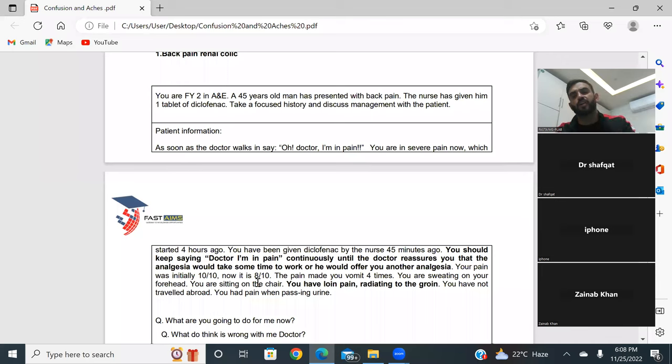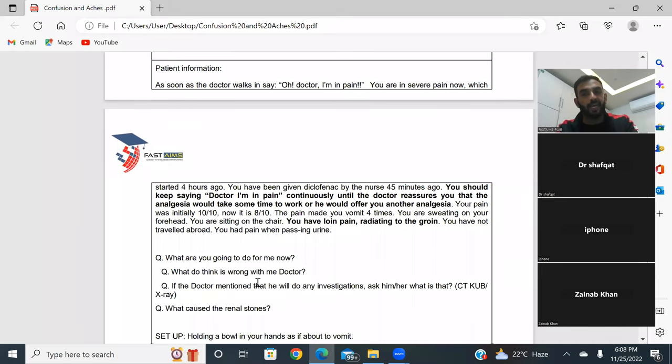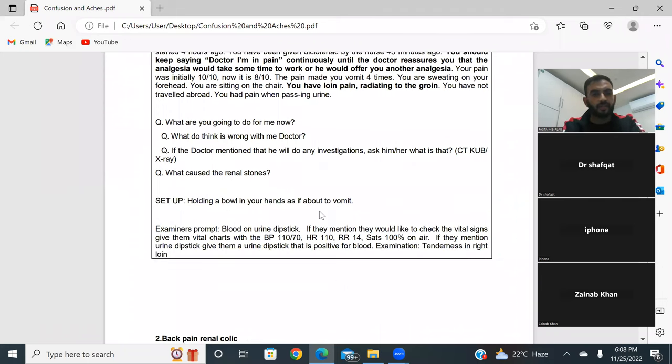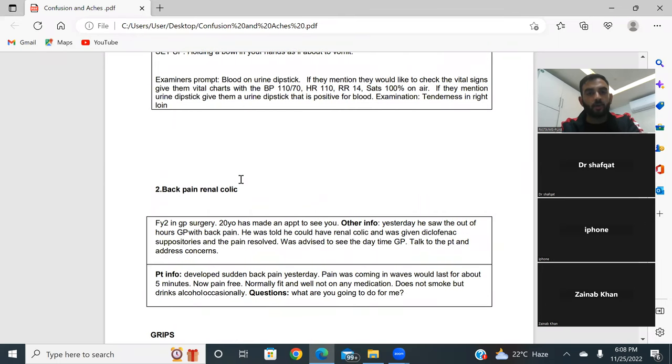Okay. Because when you are going to do the history, the patient is going to tell you this. Where is the pain? These are the questions we are going to ask, and these are the concerns we are going to see. Okay, now this is another scenario. The other scenario is the same scenario. We are going to discuss both of them in one scenario.